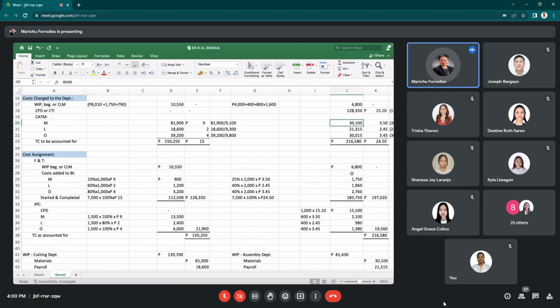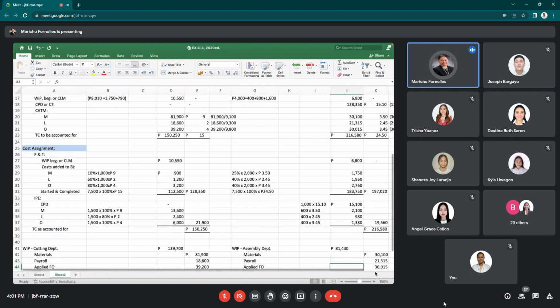So you credit materials at 30,100, credit payroll for the labor cost of 21,315, credit applied factory overhead 30,015. Then add these three, you get a total of 81,430, which is charged to work in process of the assembly department.